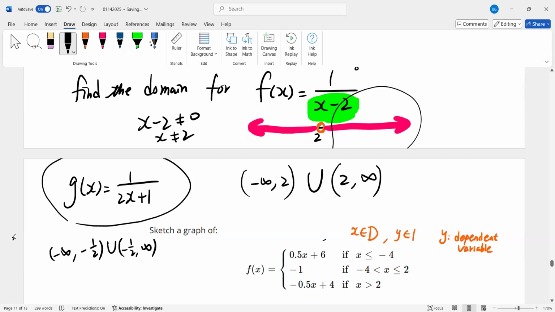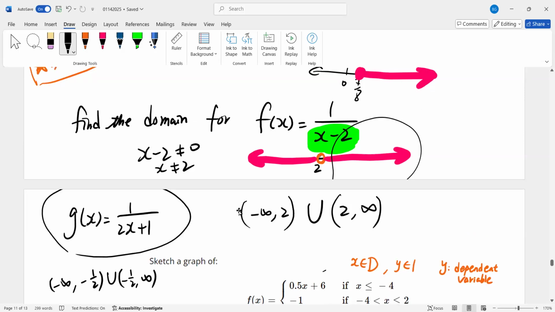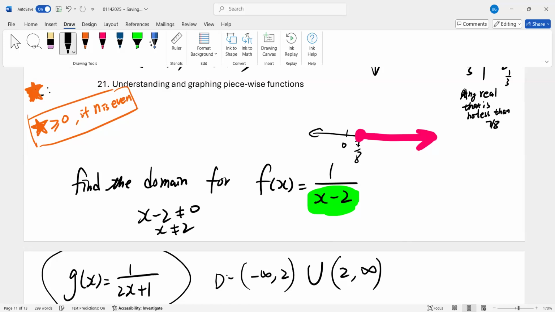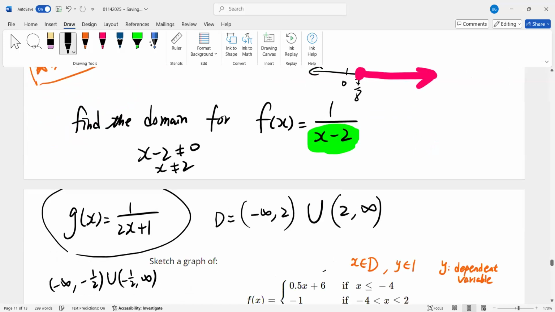Yeah, I understand it. Perfect. What about the range? Let's look at f of x equals 1 over x minus 2. What's the range of the function? Is the range the same as the domain? No. The range is all real except 0. The domain is this. The range is negative infinity to 0, union 0 to positive infinity.